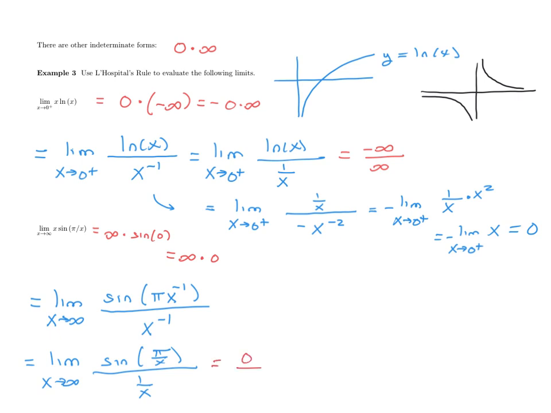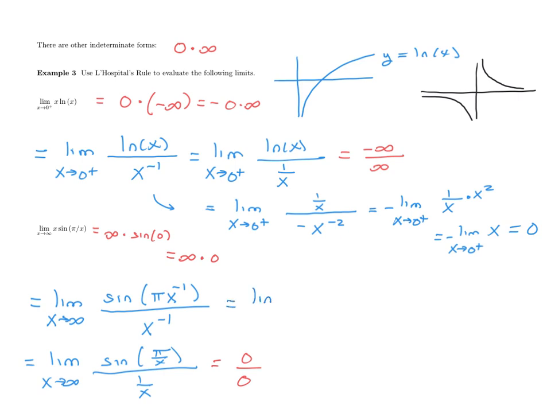And the denominator, as x goes to infinity, 1 over x also goes to 0. And what do you know? If you have a product that is infinity times 0 and you write it as a fraction, this time it's 0 over 0. It could be infinity over infinity, but in either case, that is an indeterminate form. I will now use L'Hopital's rule to figure out what this limit is equal to.